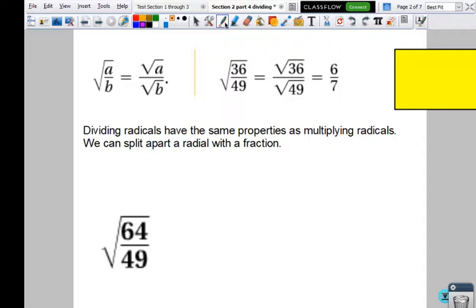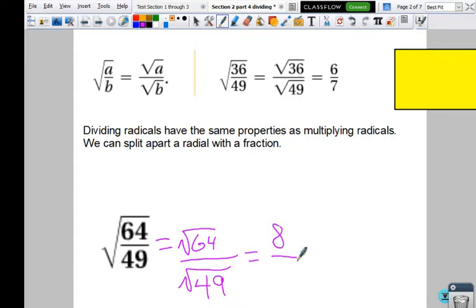I have the square root, and then inside there I have 64 over 49. Is it 8? So we're going to split it into two square roots first. So we're going to go square root of 64 over square root of 49. And after I split it up, now I'm going to simplify. Because what's the square root of 64? 8. What's the square root of 49? You just said it? 7. So it's 8 over 7.